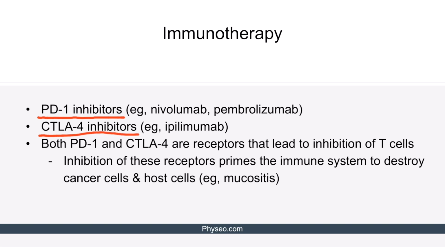Now, it's important to know that both PD-1 and CTLA-4 are receptors, and those lead to inhibition of T cells via various mechanisms. So, inhibition of those receptors using these drugs will effectively rev up the immune system and prime it to destroy cancer cells. And it's that revving up that actually causes the side effects as well. For example, mucositis. The body's immune system in that instance is attacking the mucous membranes, and the patient experiences mucositis. In other words, you're revving up the immune system to kill a cancer, but like basically everything with medical cancer therapy, you're getting some side effects and hurting one's own body.